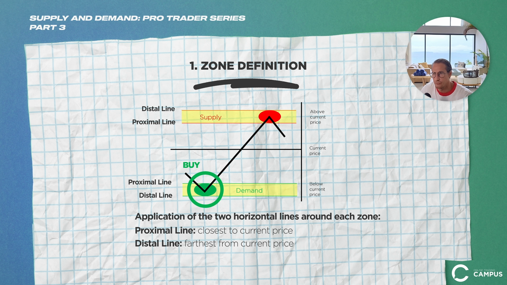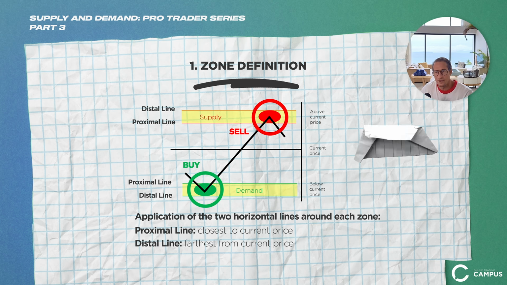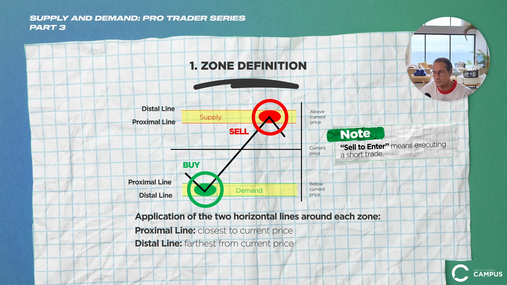The proximal for supply is going to be the closest to current price as well. It would be the bottom line and the distal line on the top of the supply zone. The area between the proximal and distal line we highlight with our yellow box that represents the imbalance. We are looking at an area where prices are likely to stop moving up and start dropping. Consequently, in this area we want to sell to enter, or in other words, to go short.